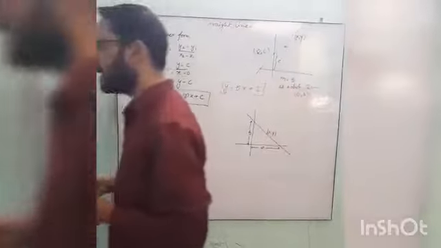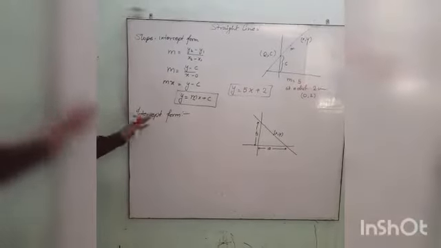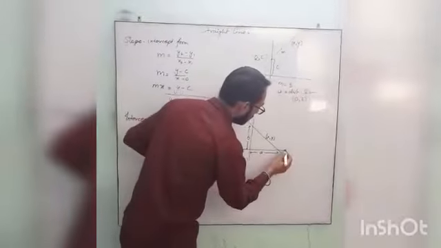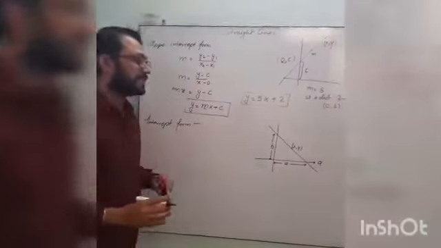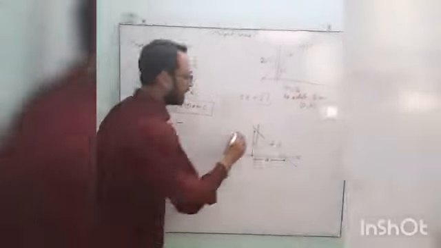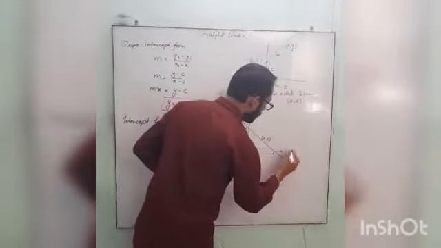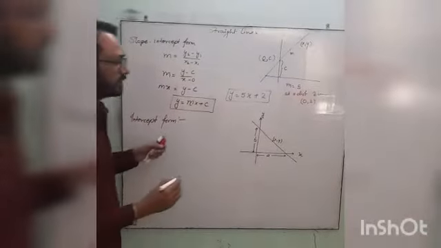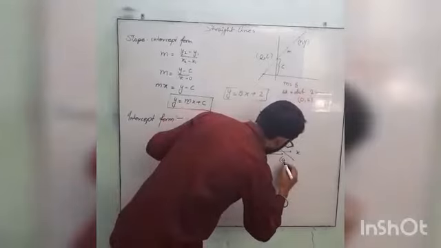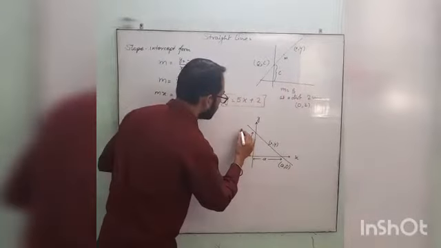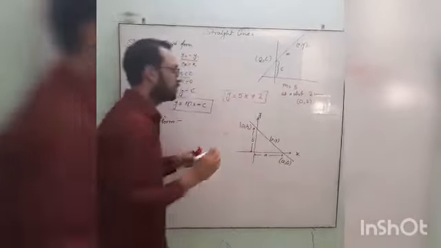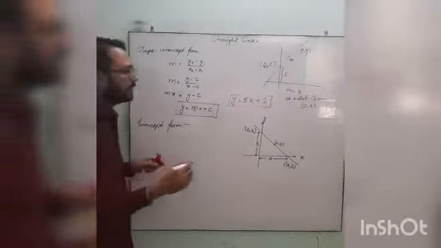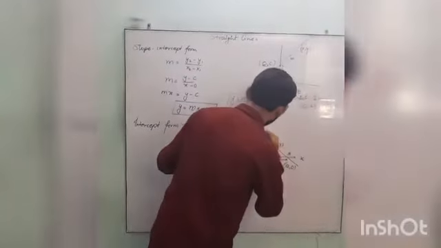The next form is the intercept form. The line is cutting both the axes. On the x-axis it is cutting at a distance of a units, and on the y-axis it is cutting at a distance of b units. So the coordinates of this point will be a, 0, and the coordinates of this point will be 0, b. So now these are the two given points. We are going to calculate the equation of this line.